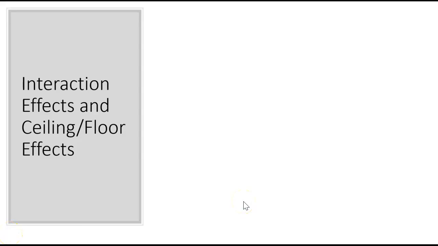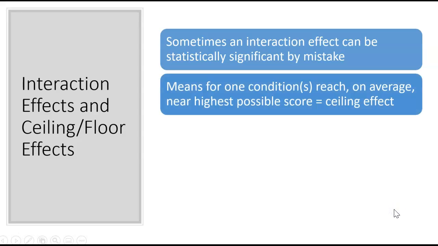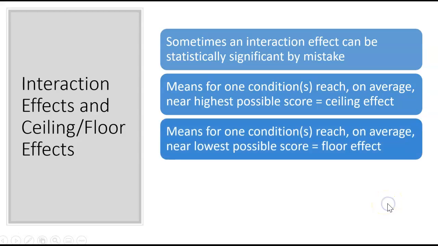Sometimes interaction effects that you see, perhaps in a line graph, are actually not true interaction effects, but maybe the result of what are called ceiling or floor effects. What's happening with these effects is that you can have a statistically significant apparent interaction effect, but it's mistaken. The means for one condition, for example, might max out at the highest possible score on a scale for participants. That's called a ceiling effect.